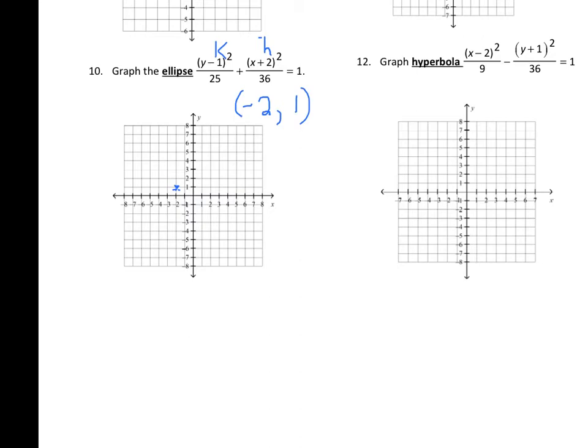Okay? Now let's see if this is horizontal or vertical. We'll square root both of those, get plus or minus 5 and plus or minus 6. Which is the bigger number? 6. Which letter is it under? The x. So that means from that blue dot that we just made, we have to go to the left and to the right 6. So 6 that way, 6 that way, and we're going to go up and down 5. So that's up 5 and down 5, and then you can connect them.